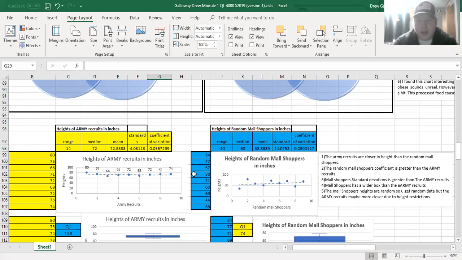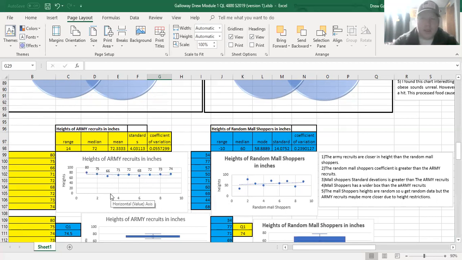Mall Shoppers has a wider box than the Army recruits, showing that they have a greater coefficient. And the Mall Shopper heights are random, so you get random data, but the Army recruits may be closer to the height restrictions. So as you can look right here, the random Mall Shoppers kind of go all over the place, whereas these are more pretty straightforward. And that's probably because the Army has a lot of rules.